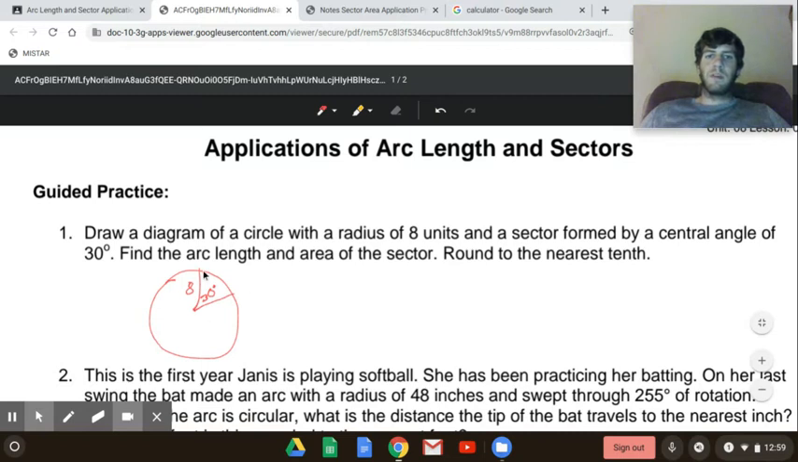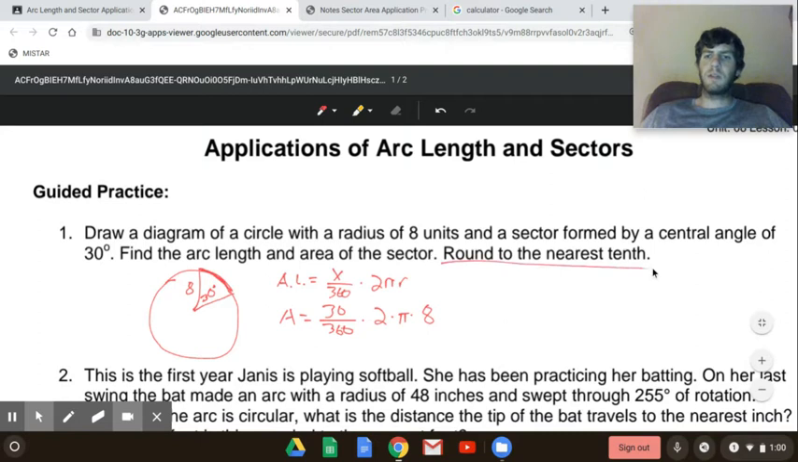All right, and we want to find the arc length, so that's this distance here. Our arc length formula was x over 360, which is the part of the circle we're looking at, times the circumference, which is 2 pi r. So our arc length here is going to be 30 over 360 times 2 times pi times a radius of 8. They want us to round to the nearest tenth.